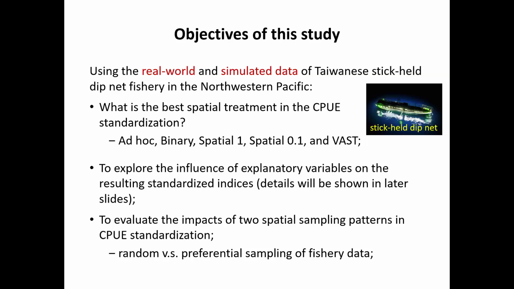And we have some questions. One is, what is the best spatial treatment in CPUE standardization? We consider five approaches; four of these are spatially stratified approaches, and the fifth doesn't have area stratification. Next, we want to explore the influence of the variables on the resulting standardized CPUE, and these details will be shown in a later slide. Finally, we want to evaluate the impact of two spatial sampling patterns in CPUE standardization, which are random and preferential sampling for the fishery data.